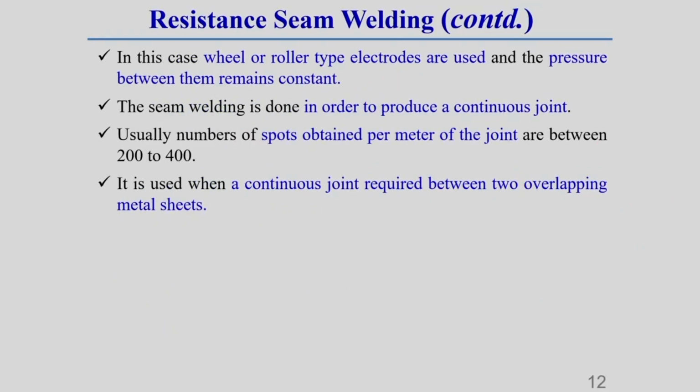Now, in this case wheel or roller type electrodes are used, which I have already told you. Here the pressure between them remains generally constant. In this welding process, the number of spots formed between the two workpieces generally varies from 200 to 400 per meter length. This you should keep in mind. It is generally used where a continuous joint is required between two overlapping metal sheets.